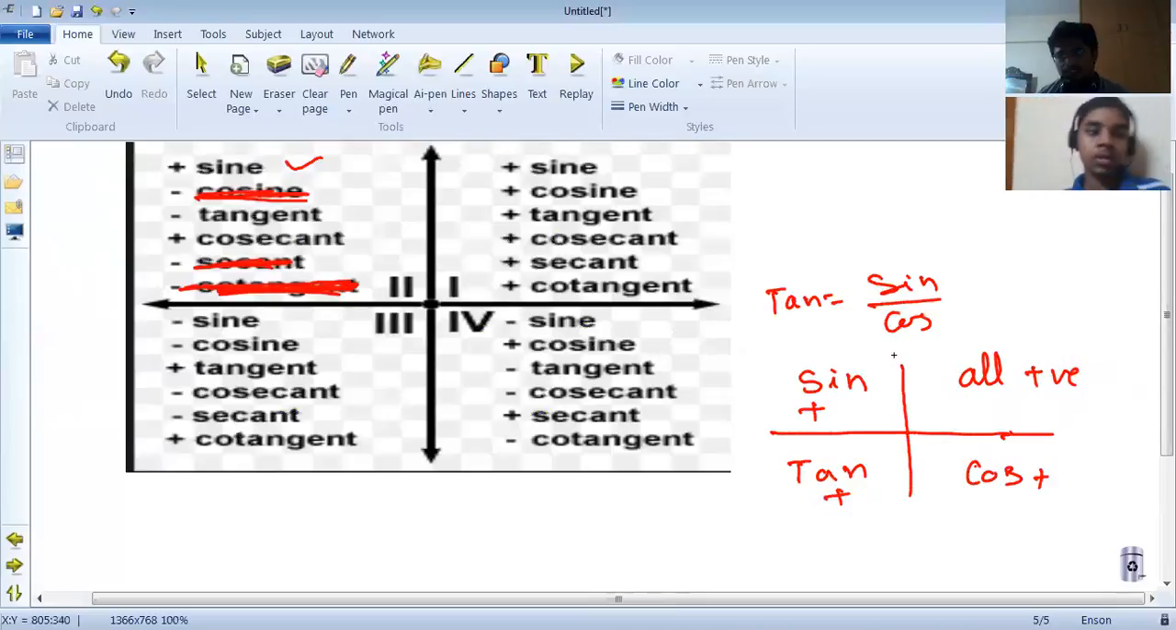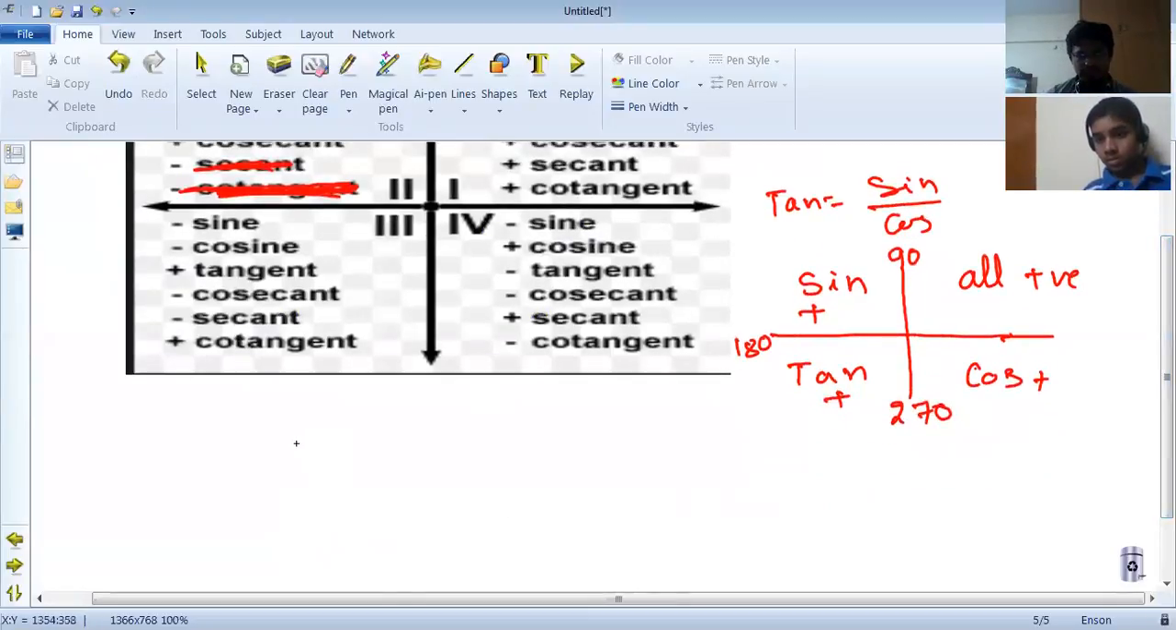See, this is 90 and 180 and 270. Whenever you want to find, for example, sine 90 plus 30 degrees, I want to find.